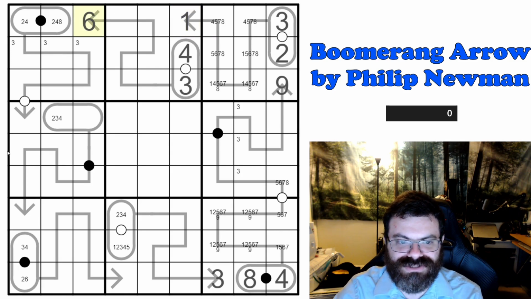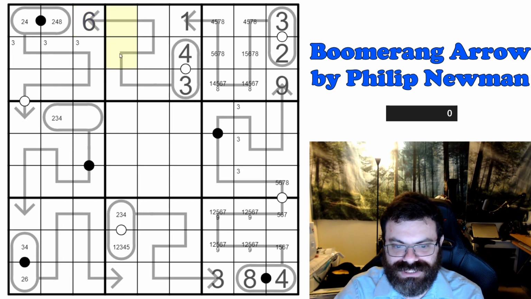It does feel like I just go around the board here. So these 2 can't be, so these can't be 6. 6 is one of these 3. I don't know if that's helpful to mark or not.